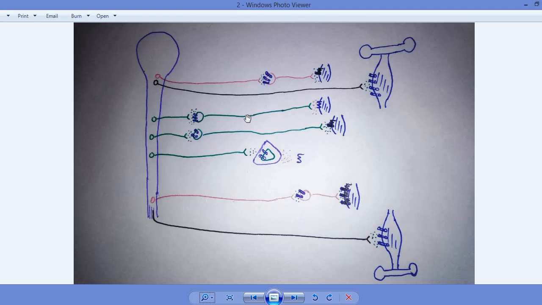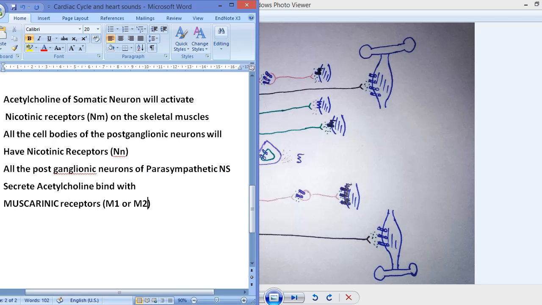Now coming toward the sympathetic nervous system. In the sympathetic nervous system, all the postganglionic neurons secrete norepinephrine, except the neuron which supplies signal to the sweat gland. I'm going to write it over here.